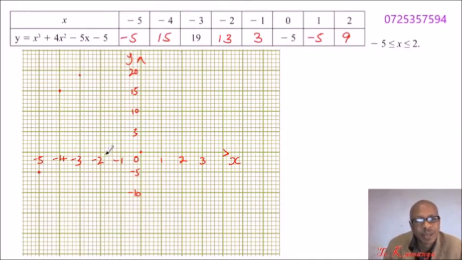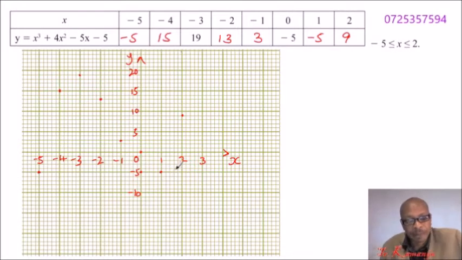When x is minus 2, y is 13. So that's where we have our 13. When x is minus 1, y is 3. We have it there. When x is 0, y is minus 5. When x is 1, y is minus 5. And when x is 2, y is 9. That's where we have our 9. So we are going to join these points to come up with a graph which we are required to plot.